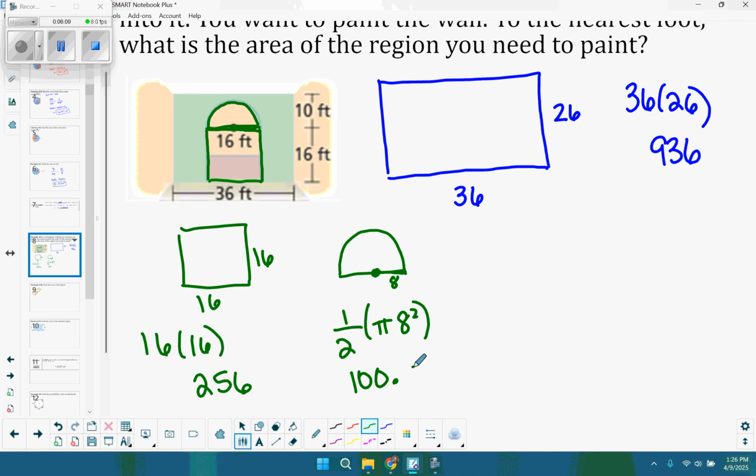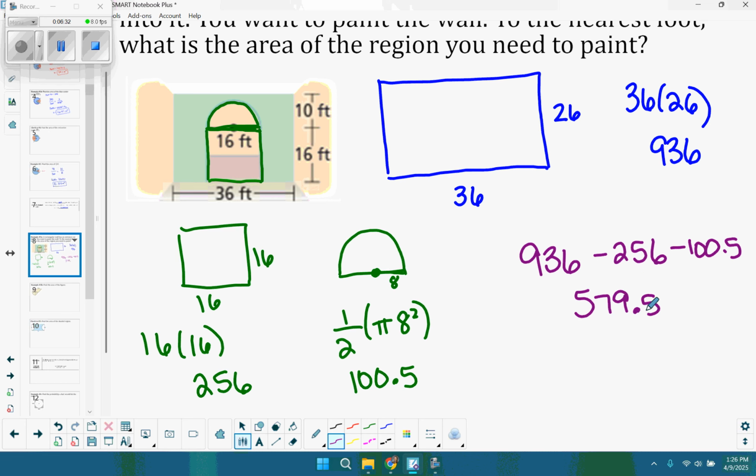This area was 100.5. So my overall painted area will be 936 minus the square minus the semicircle. So we should get 579.5 feet squared.